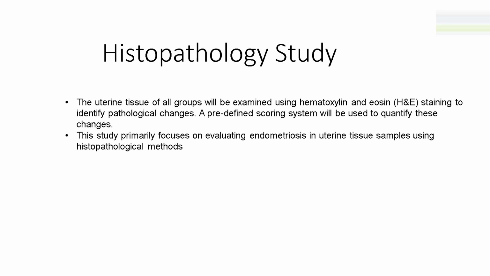Dysmenorrhea generally occurs in two types: primary and secondary. Primary occurs because of the size of the uterus and the body structure of the lady who has that problem. In the secondary type, dysmenorrhea occurs because of endometrium damage, infection, or cyst formation. So we have checked the secondary type of dysmenorrhea with this model. We have evaluated endometriosis here. We will go to our next slide.